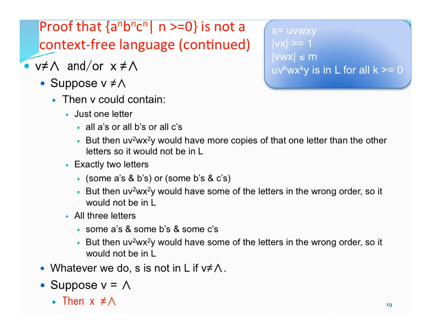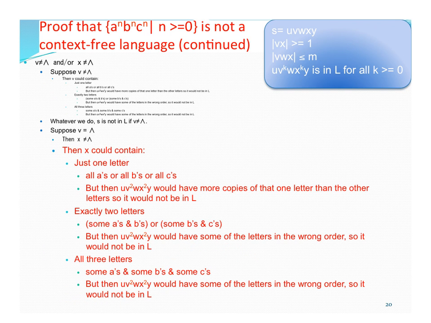Okay, so here, let's fix this again. That should be u v squared wx squared y is not in L. So now let's just suppose that v is the same as lambda. And if v is lambda, then we know one thing for sure, which is x can't be lambda, right? They both can't be lambda because the length of the concatenation of the two is greater than or equal to 1.